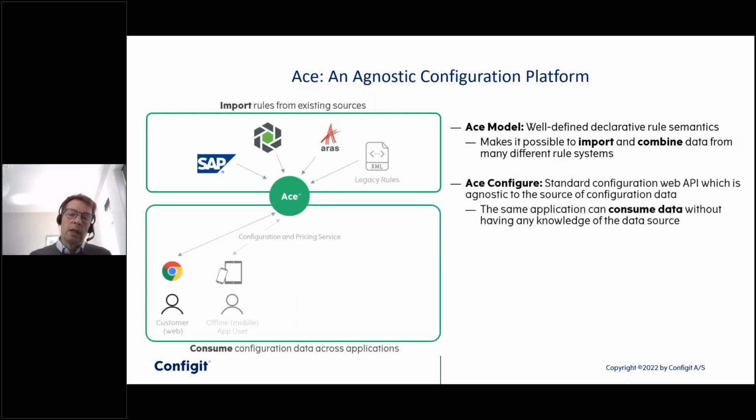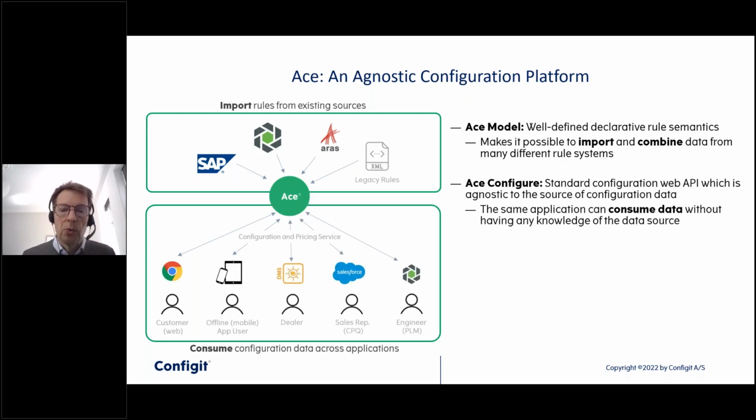And then when you have imported the rules, maybe combined multiple models, maybe added additional rules in Ace, then we expose that result. And the way we do that is that we have a service for exposing the configuration logic, and we have another service for exposing pricing information. We also have services for the bill of material. And those are open, well-defined, stable APIs that you use in your application to build that application. And the applications can be very different. It can be things like a public website.